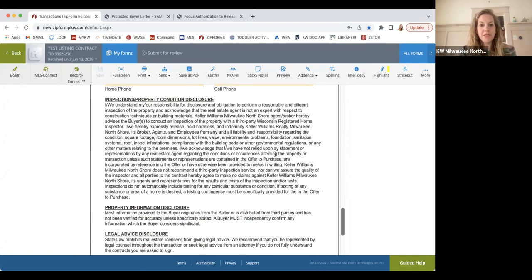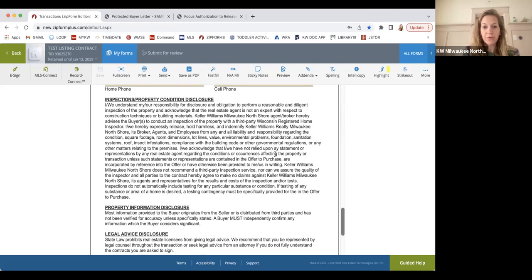Inspections and property condition disclosure. So I'm just going to read through this actually. We understand our disclosure and obligation to perform a reasonable and diligent inspection of the property and acknowledge that the real estate agent is not an expert with respect to construction techniques or building materials. Keller Williams advises the buyer to conduct an inspection. So we're saying it right here that we definitely recommend and advise a buyer to have an inspection of the property with a third-party Wisconsin registered home inspector.